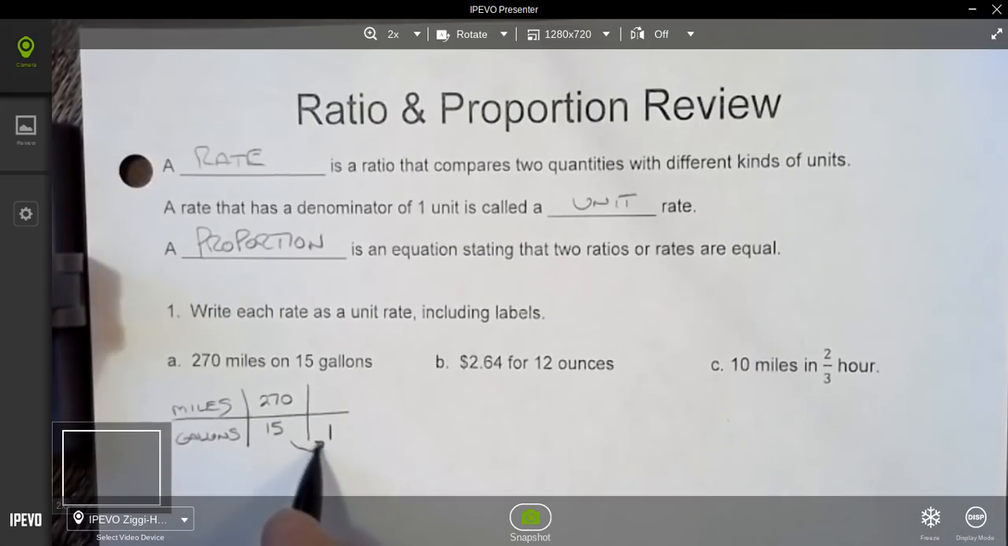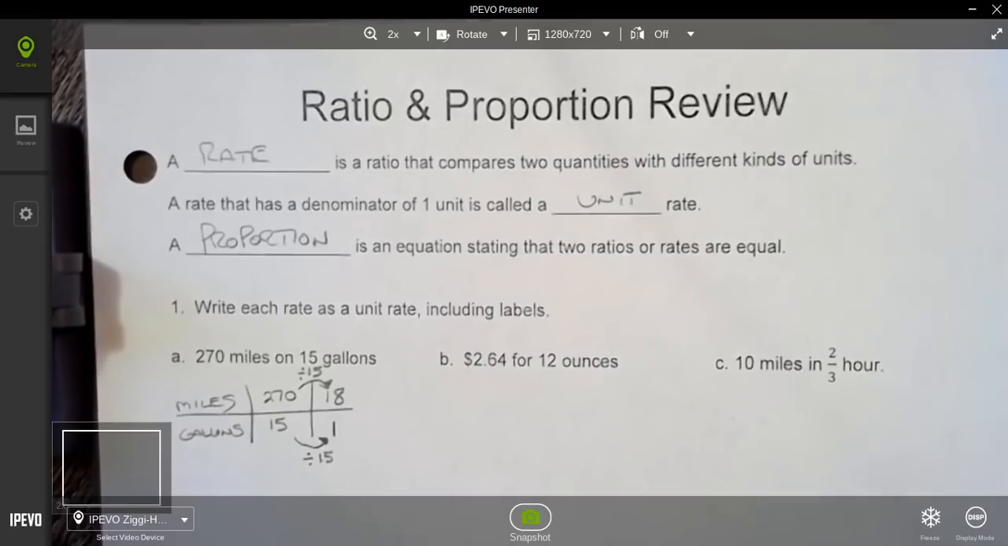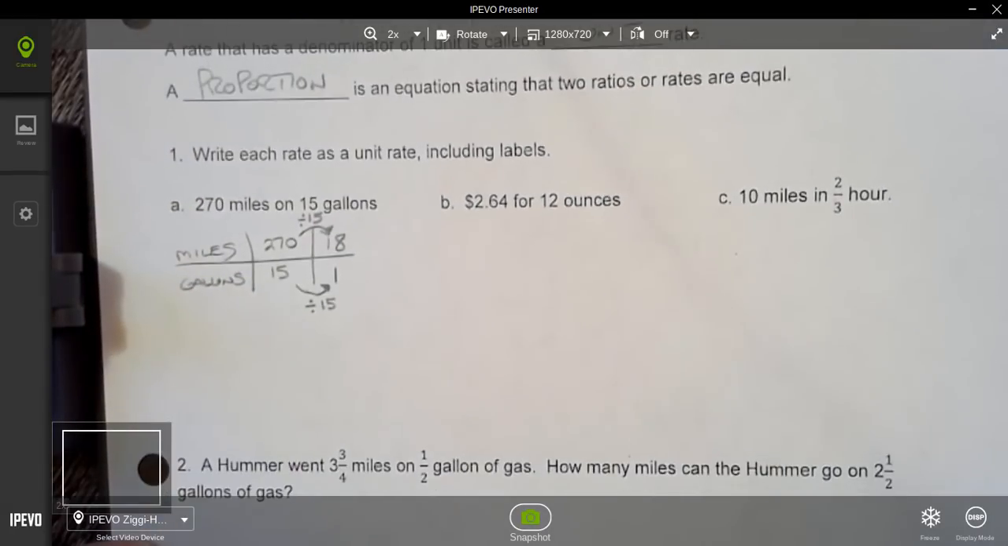And so all we would simply have to do, well, we would divide our 15 by 15 to get to the 1 gallon. And so whatever we did with our gallons, we'll do the same thing to our miles, and we're going to divide 270 by 15. And this is going to get us down to 18. Okay, now you don't have to do this as a ratio table. You could also just set up a proportion in order to help you figure this out.